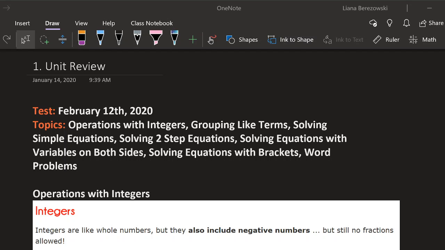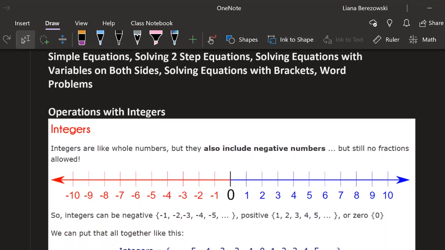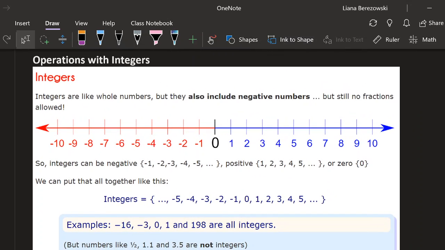Okay, let's actually jump into the review now. So like I said, the first couple of things that we're going to be doing here aren't explicitly going to be tested on the quiz. They're just sort of fundamental concepts that you're going to have to use for the other types of questions that you'll see. So operations with integers is one of the first things that we covered.